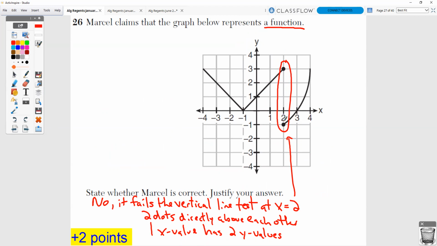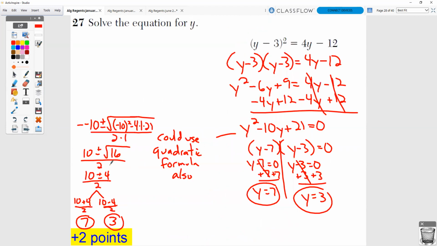You could also say that the x value of 2 has 2 different y values. In a function, each x value only has 1 y value. So no is worth 1 point and the explanation is worth 1 point.